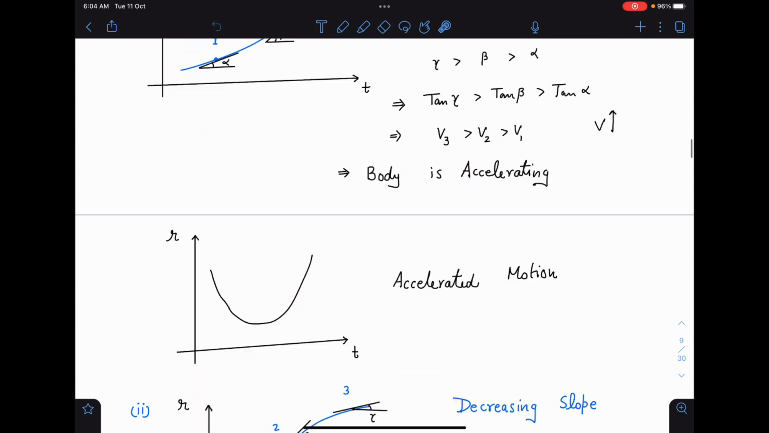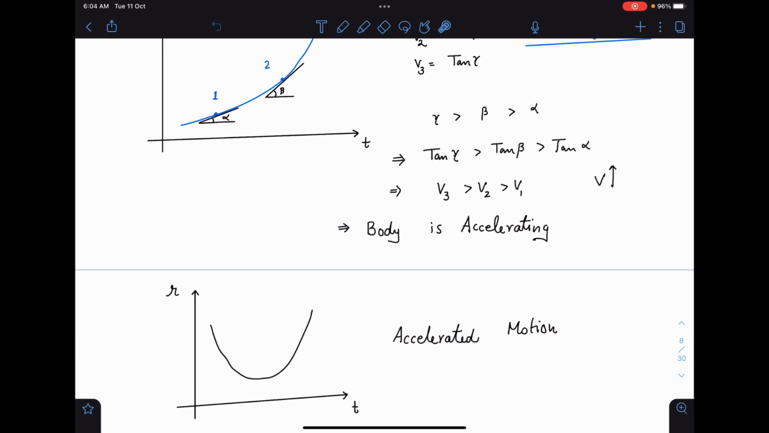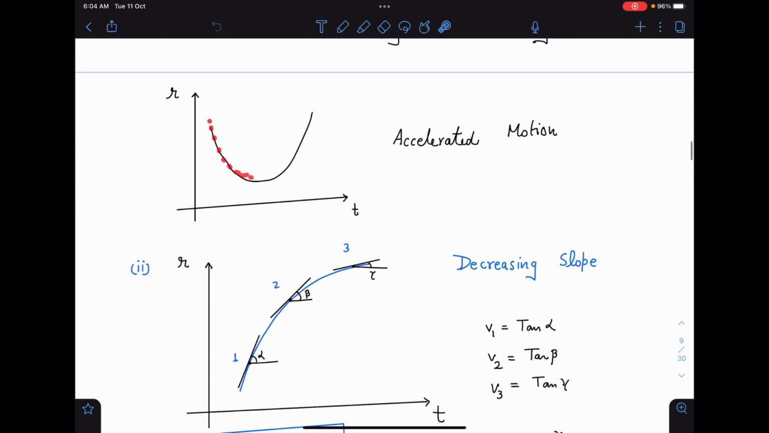Similarly, here you can see curvature is present in the position-time graph. Whenever there is curvature present in the position-time graph, we will say it is accelerated motion. Like you can see here, it is opening and here again it is bending upwards. So in this part, at least, I can say it is accelerating here and here it is decelerating. All right, I hope this part is clear to you.